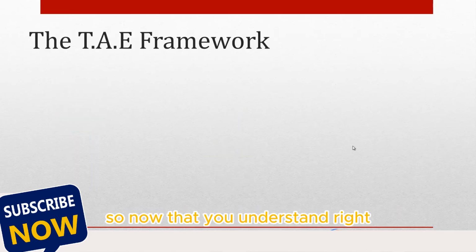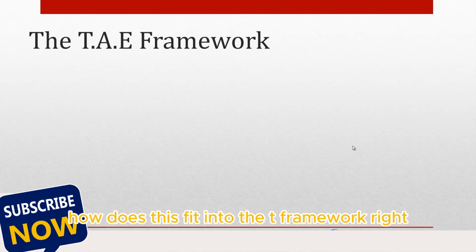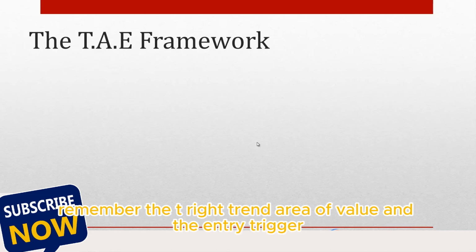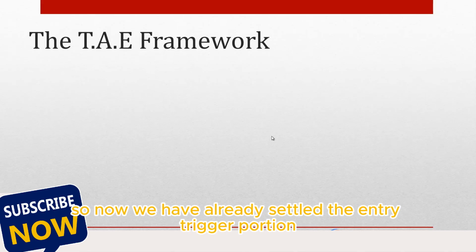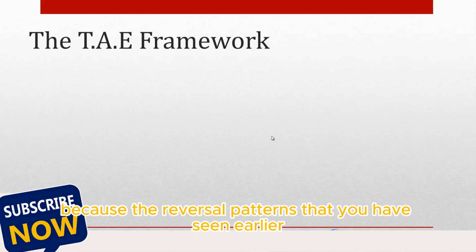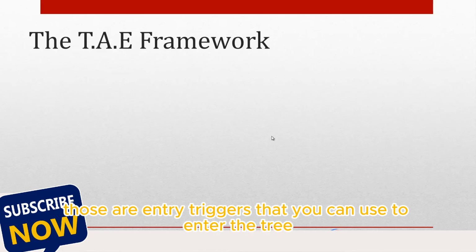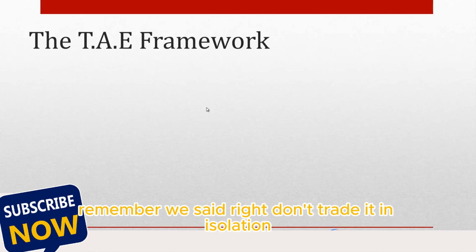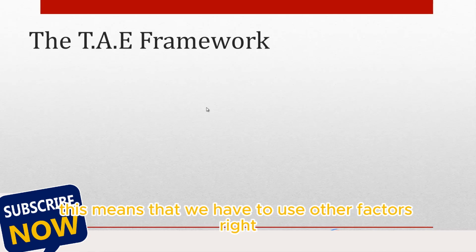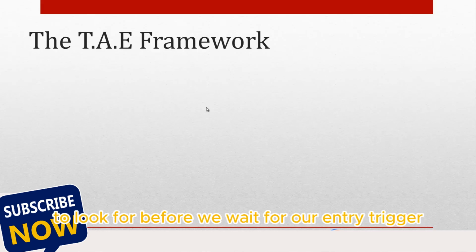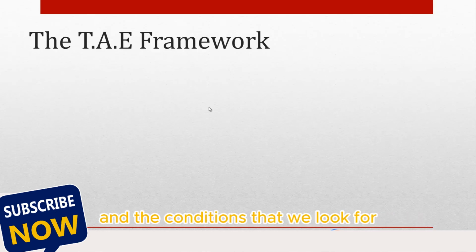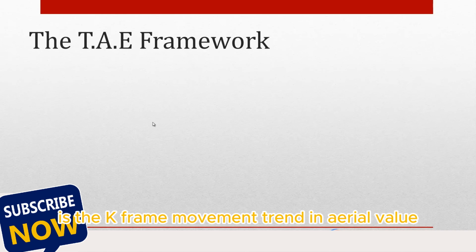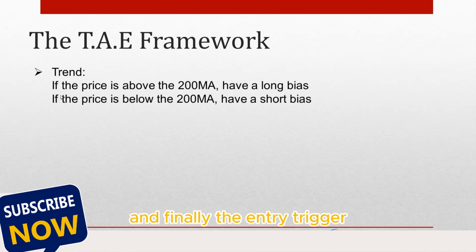So now that you understand the five powerful candlestick patterns, how does this fit into the TAE framework? Remember the TAE: trend, area of value, and the entry trigger. We have already settled the entry trigger portion, because the reversal patterns that you have seen earlier are entry triggers that you can use to enter the trade. But before you trade it, remember we said don't trade it in isolation. This means that we have to use other factors, other market conditions, to look for before we wait for our entry trigger. And the conditions that we look for are the TAE framework: the trend and area of value, and finally, the entry trigger.